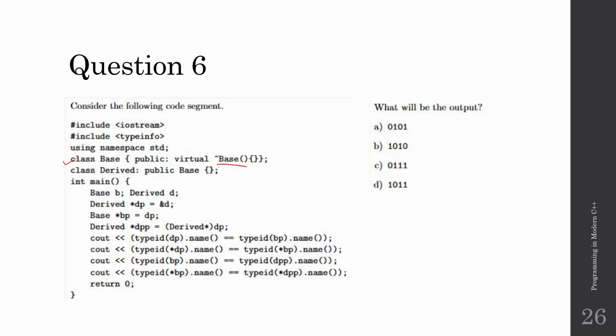So the destructor has been made virtual only because in the code we are using these typeid functions. And the typeid function only works with polymorphic data types. So if we did not have any virtual function in the classes, the class would not be a polymorphic type and the typeid functions would not work. So this is a trick.